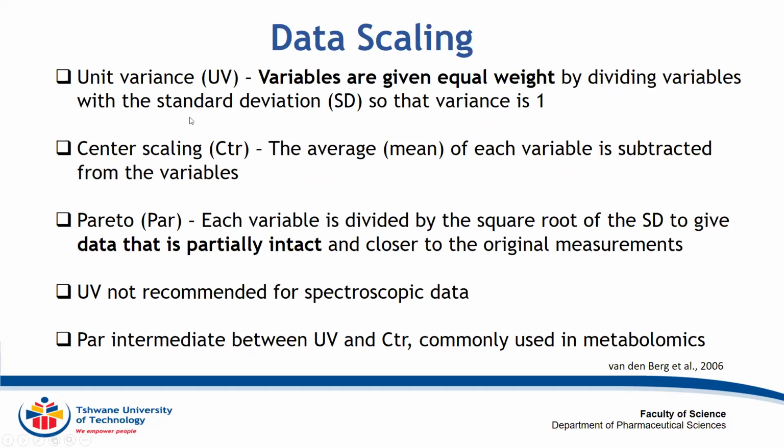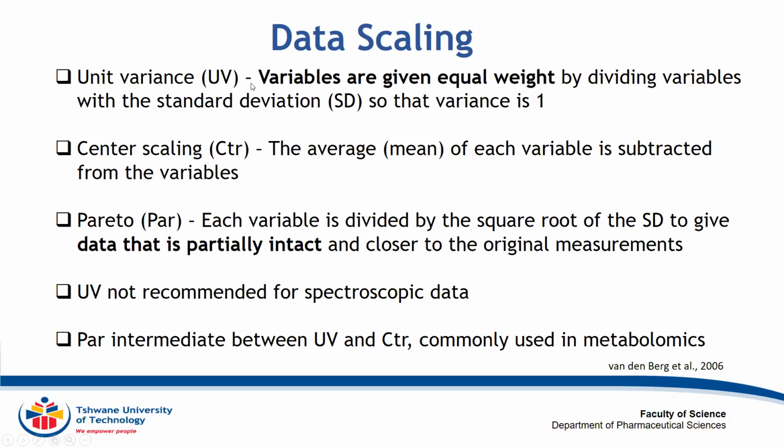So what is unit variance? In unit variance, your variables are given equal weight. By application of mathematical and statistical equations, the variable is divided by the standard deviation so that the variance is 1 for the variables. In center scaling, the average mean of each variable is subtracted from the variables. And then Pareto scaling, which is the one that's very common. In this case, we are dividing each variable by the square root of the standard deviation.